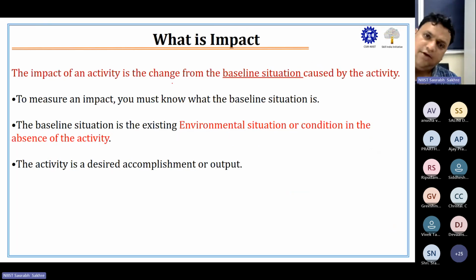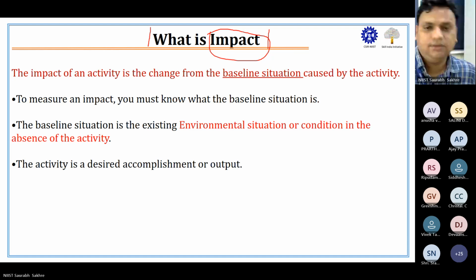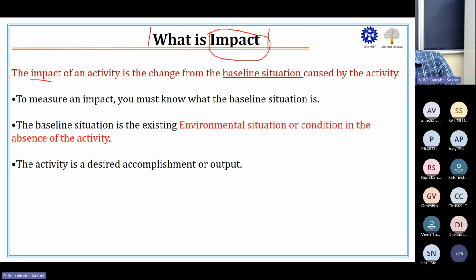Now, I want you to go slightly deeper into the definition of impact. You know that impact is what? It is the quantification of effect in numerical or meaningful subjective terms, known as impact, right? But now I want you to understand the impact in terms of EIA or baseline data. So what does the impact mean? The impact of an activity is the change from the baseline situation caused by the activity.